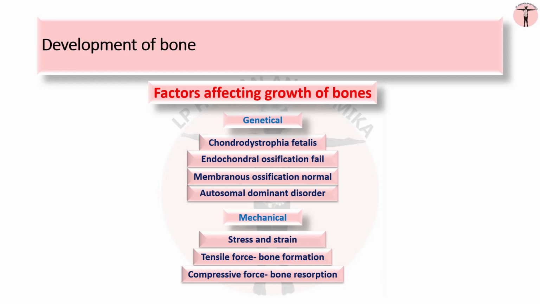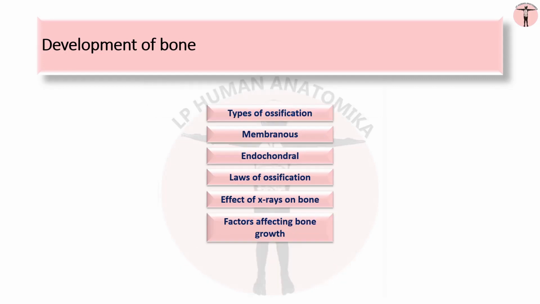With this, we complete the development of bone. To summarize the development of bone, we discussed types of ossification, various stages of membranous and endochondral ossification, laws of ossification, effect of X-rays on bone, and factors affecting bone growth. In the next session, I will be discussing the clinical anatomy of bone.